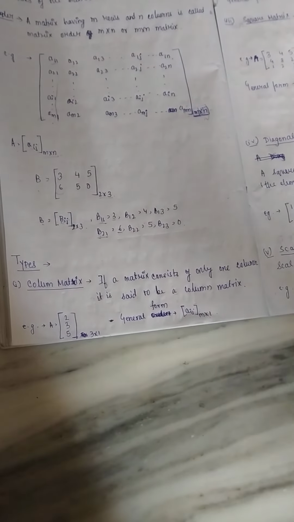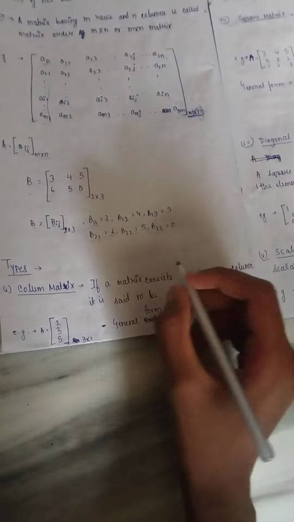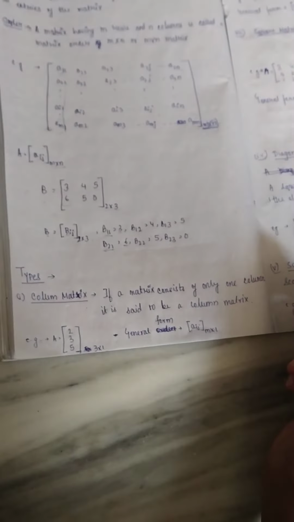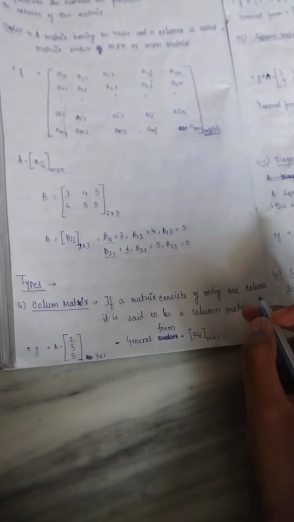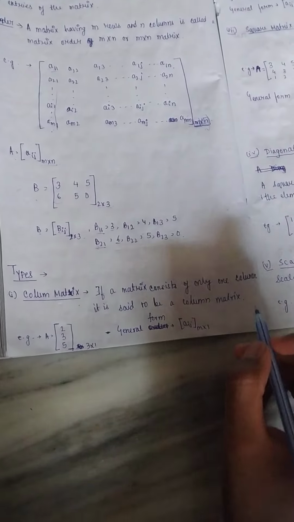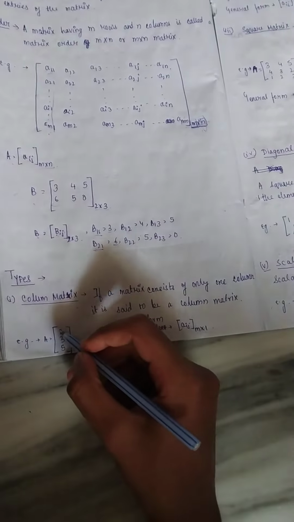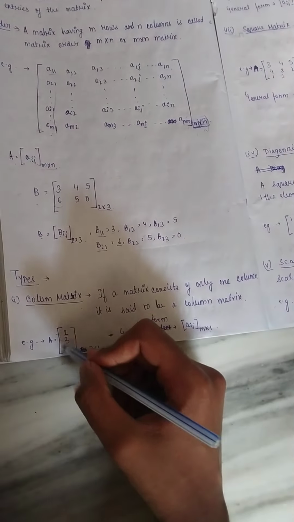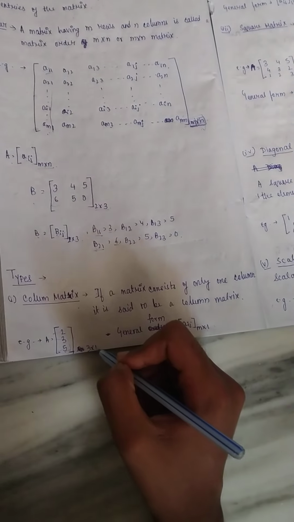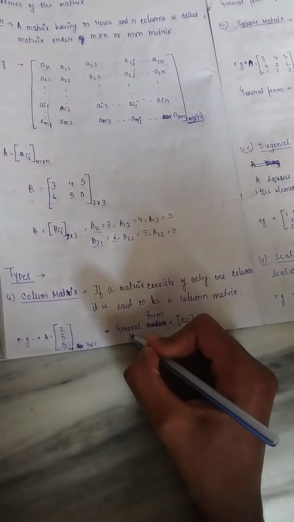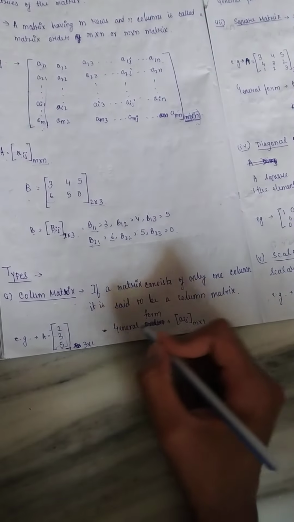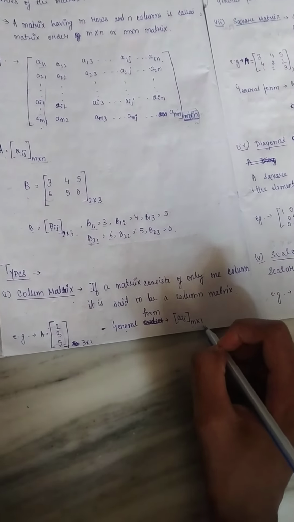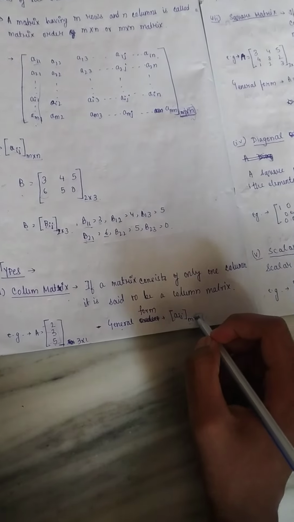In the types, the first one is the column matrix. A column matrix is a matrix which has only one column. For example, A equal to 2, 3, 1. It has 3 rows but one column, so it is of the order 3 by 1. The general form is Aij of order m by 1, because the column count is fixed, so we write 1 over here.